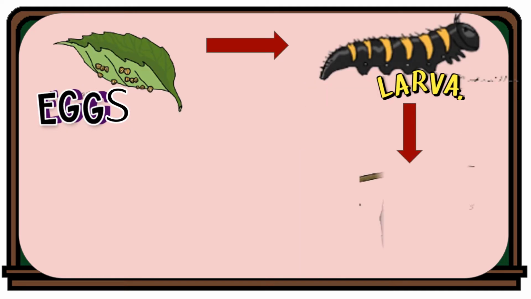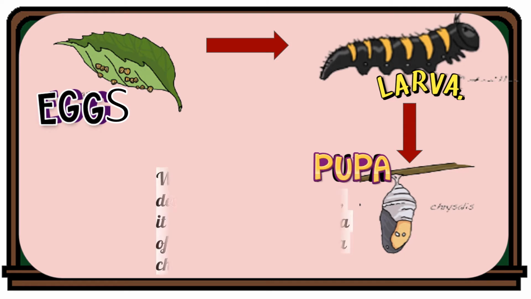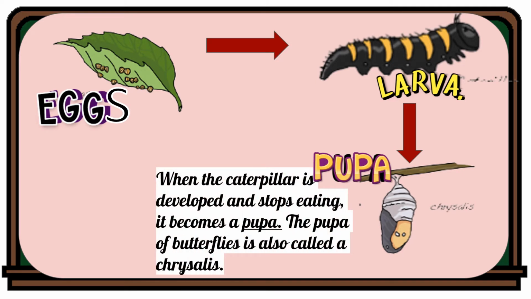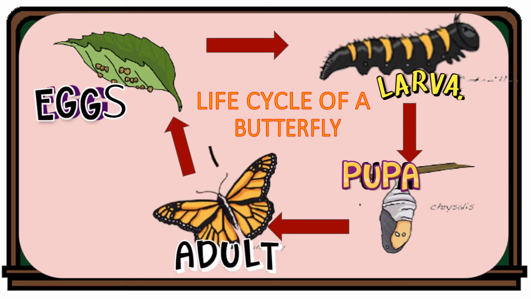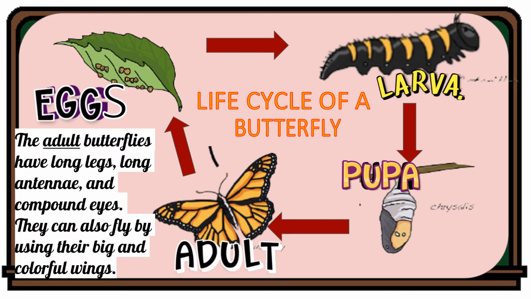The third stage is the pupa. When the caterpillar is developed and stops eating, it becomes a pupa. The pupa of butterflies is also called a chrysalis. The fourth stage in the life cycle of a butterfly is an adult butterfly. Adult butterflies have long legs, long antennae, and compound eyes. They can also fly by using their big and colorful wings.